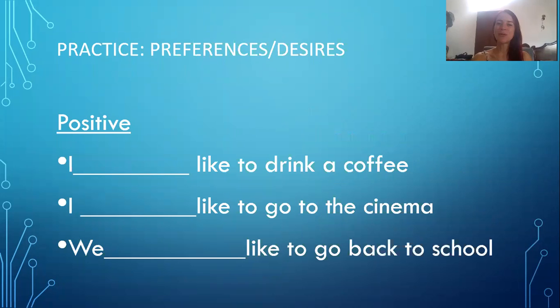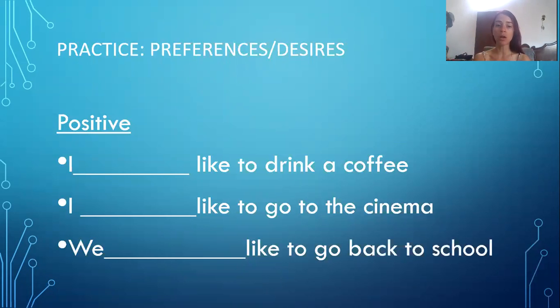Okay, so for preferences or desires, let's do an exercise together with the word would. If it's positive, how would we express this? I like to drink a coffee. What word goes there? Very simple. I would like to drink a coffee, expressing my preference, my desire. Look at number 2. I like to go to the cinema. What word goes there? If it's positive, I would like to go to the cinema. If it's negative, I would not like to go to the cinema.